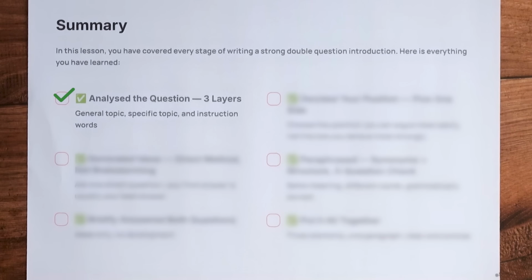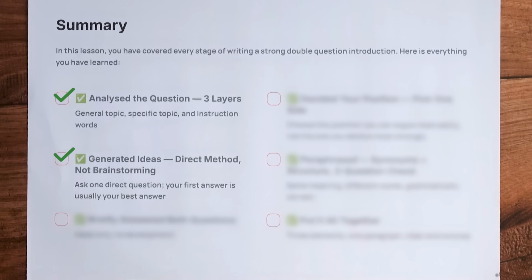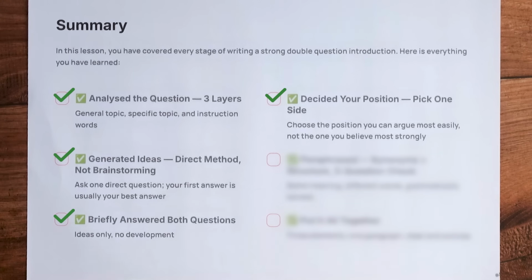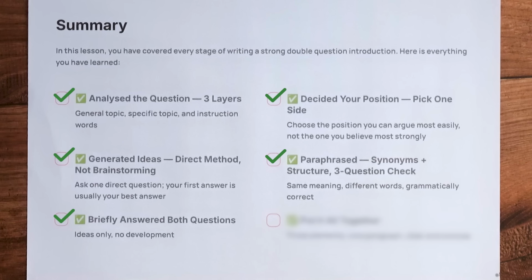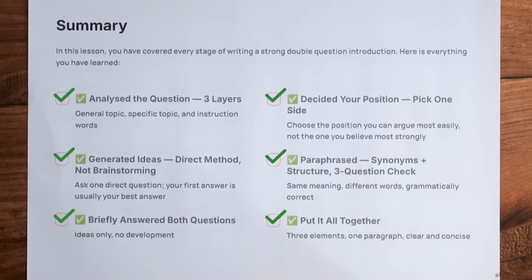To summarize what we have done so far for our introduction, we've analyzed the question using those 3 layers to think about it. We generated ideas using the direct method, not brainstorming. We've shown you how to briefly answer both questions and take a position. And we've shown you how to paraphrase and then put all that together. But you still have to write your essay, and it's very, very important that you do that, obviously.